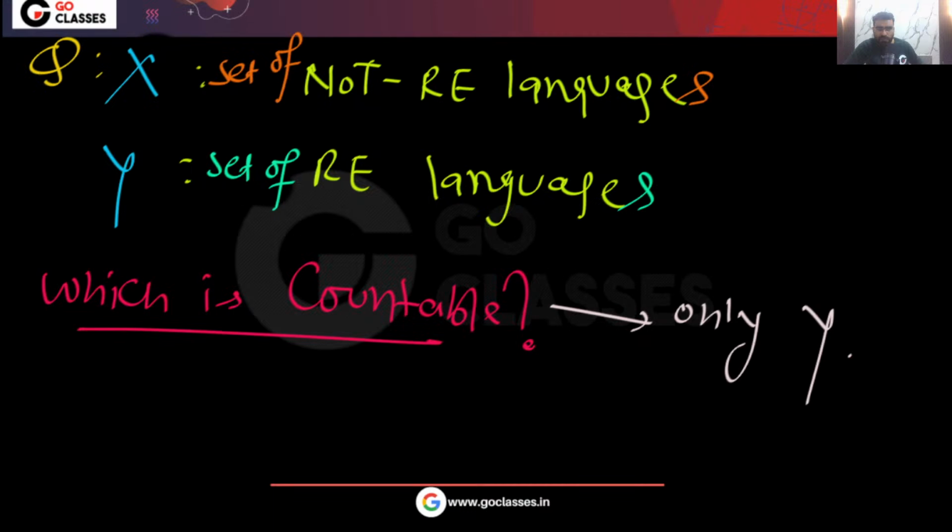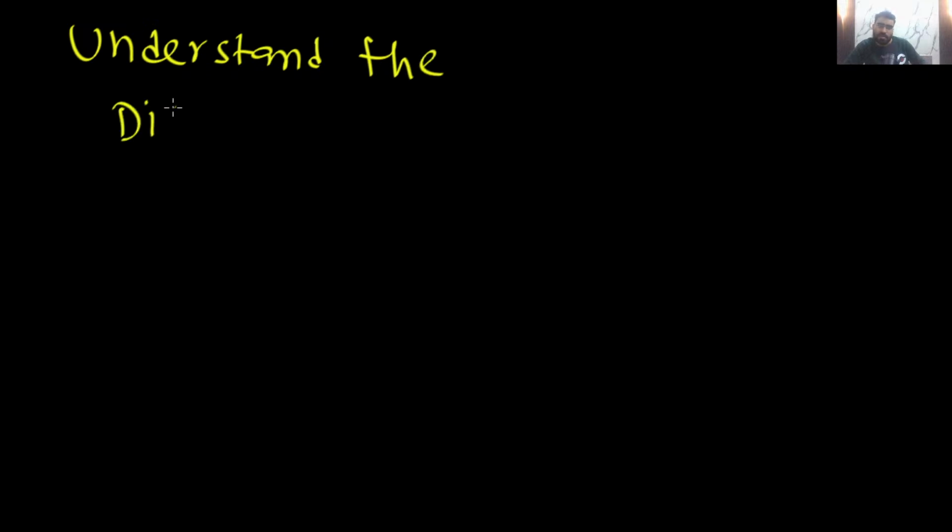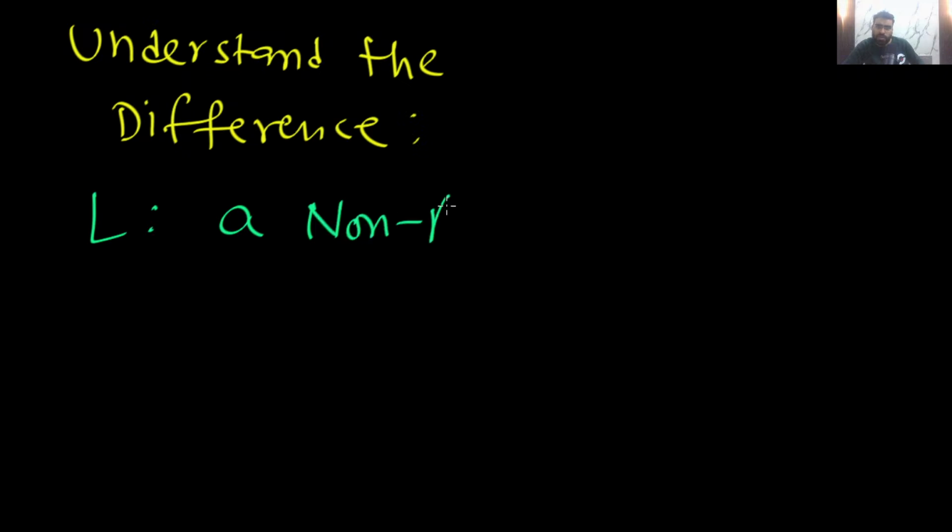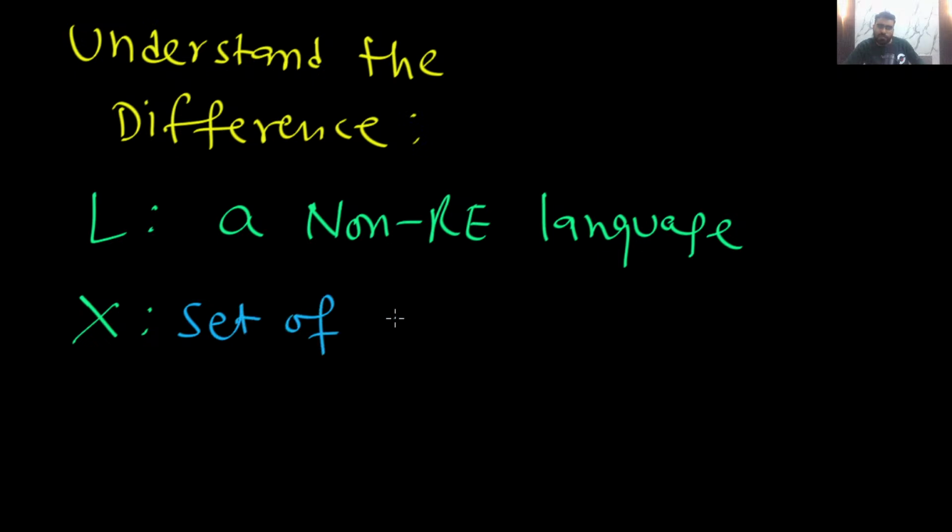So please understand the difference between an RE language, a not RE language, and the set of not RE languages. Please understand the difference. What difference? First, a not RE language. If I say L is a not RE language, a particular not RE language. And another I am telling you, X, which is the set of all not RE languages.